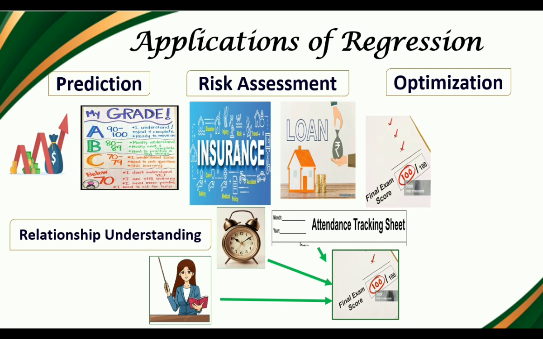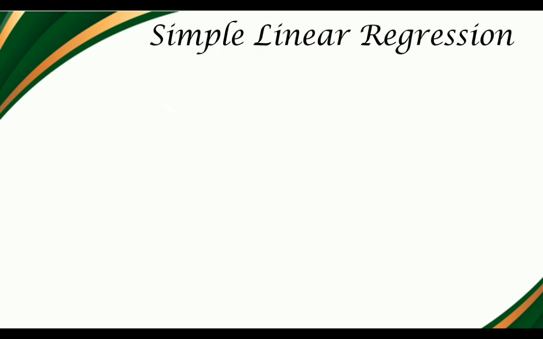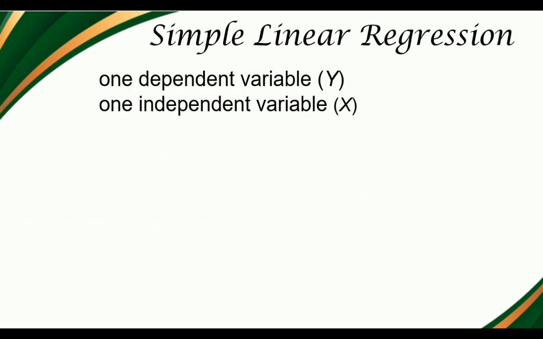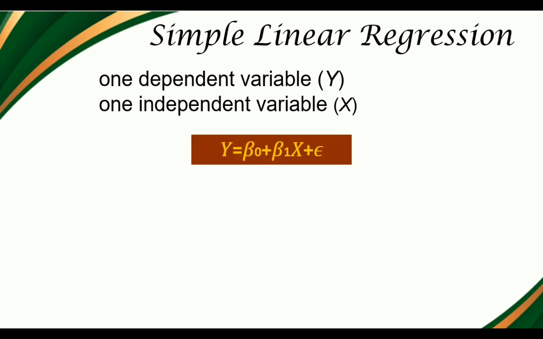Another would be optimization, using regression in industries to optimize processes by understanding relationships among variables. For example, a school wants to predict how well students will perform in final exams based on their study habits, attendance, and participation in extracurricular activities. Simple linear regression, as discussed a while ago, is with one independent variable x and one dependent variable y. The equation for this is y = β0 + β1x + ε.